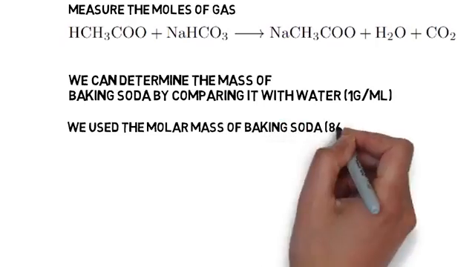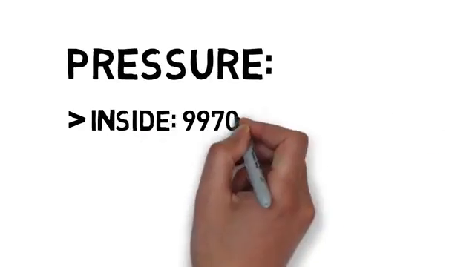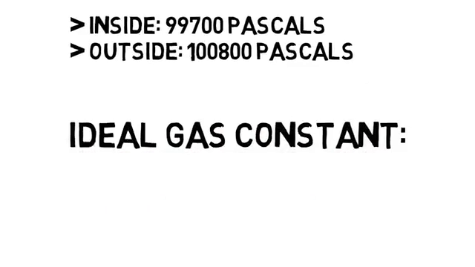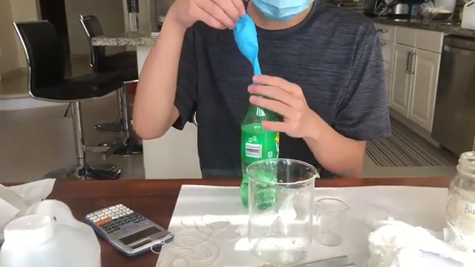From here, we use the molar mass of baking soda and divide the mass by the molar mass to determine the number of moles. We use a Phyphox barometer to measure the pressure both inside and outside the room. Lastly, we know the value of the ideal gas constant, R. Now to find temperature, we fill the balloon with the CO2 produced by the baking soda and vinegar reaction.